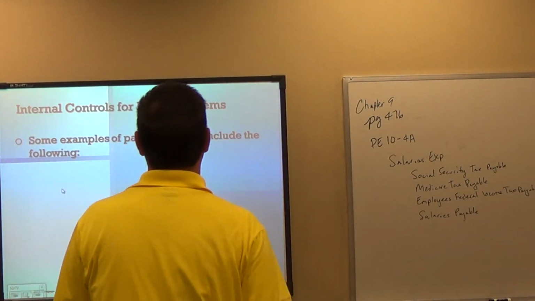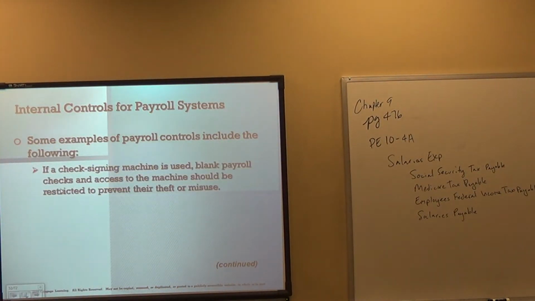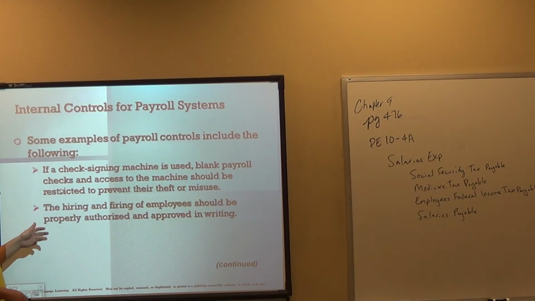All right, so internal controls for payroll systems. Some examples of payroll controls include the following. The check signing machine is used, so bank payroll checks and access to the machine should be restricted, obviously, so that people can't get access to that if it's a misuse. The hiring and firing of employees should be properly authorized and approved in writing. So it's already approved, and typically you want to give them their last check if they're being terminated that day.